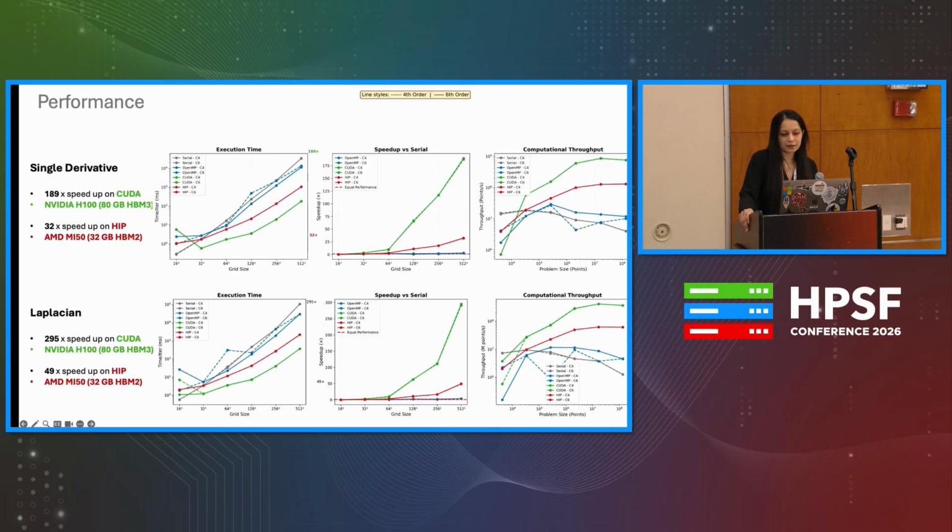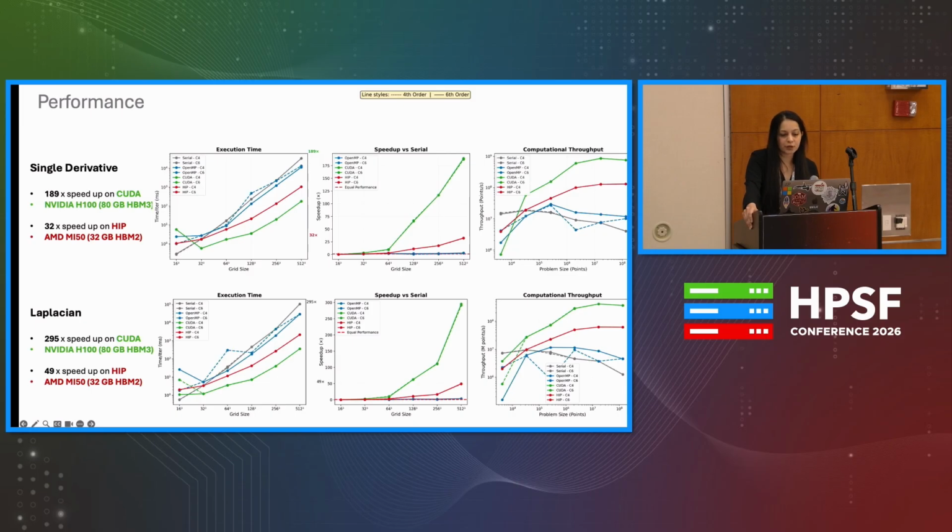Here, the serial Thomas algorithm baseline on EPYC CPUs is contrasted against the batched PCR approach on GPUs. For the single derivative operator, we achieve 189 times speedup on CUDA and 32 times on HIP relative to serial Thomas on CPU. For the Laplacian, we get 295 times speedup on CUDA and 49 times on HIP. Such speedup can change what is computationally feasible.